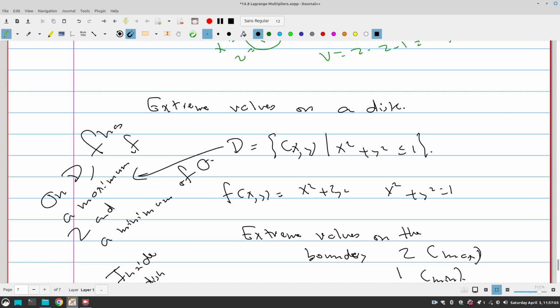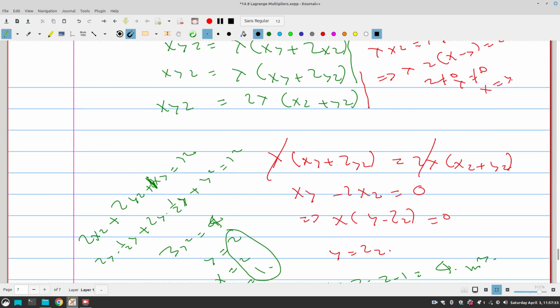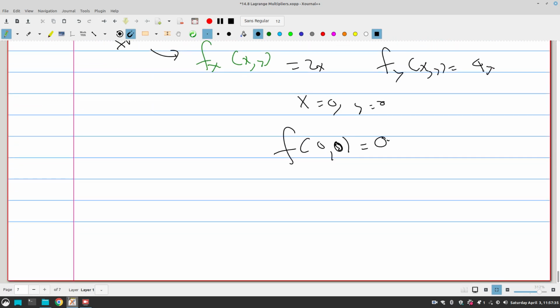Okay, so remember, when finding the extreme values on a domain, always find the extreme values inside the domain and the extreme values on the boundary of the domain, and then make a decision about what the extreme values are going to be. Okay, so this is the method that was taught in the previous lecture, of course.